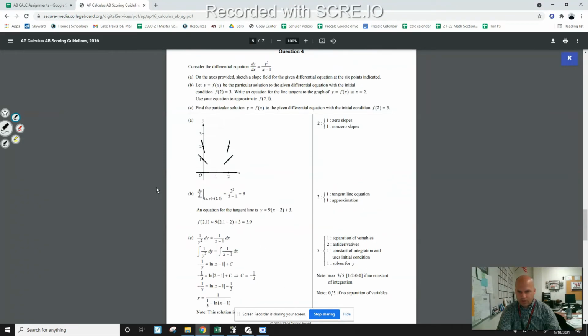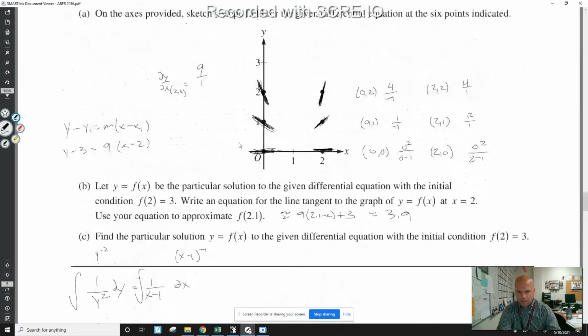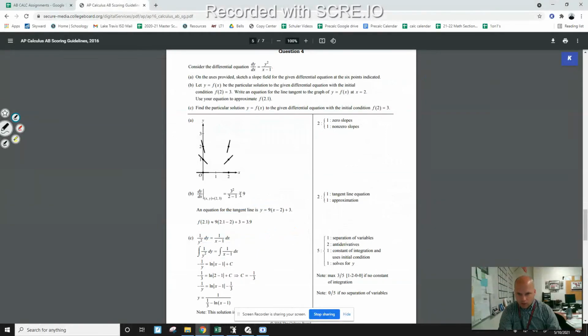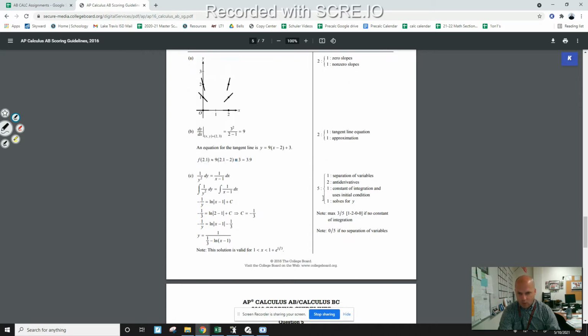Slope field, 2 points. The zero slopes, the non-zero slopes. Okay, that's nice, easy 2 points. Tangent line and the approximation: 1 for the tangent line, 1 for the approximation, 3.9. You could have left your answer like that if you're not comfortable. 5 points. Oh, look, they didn't even do that.